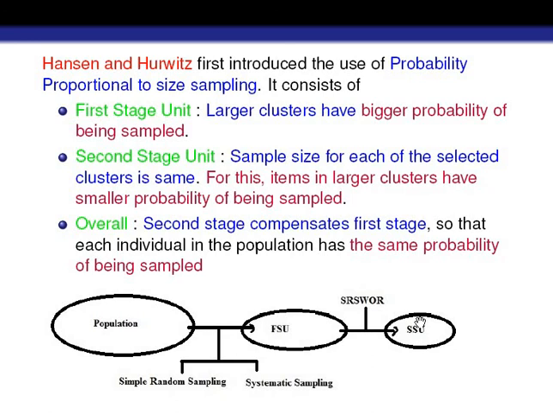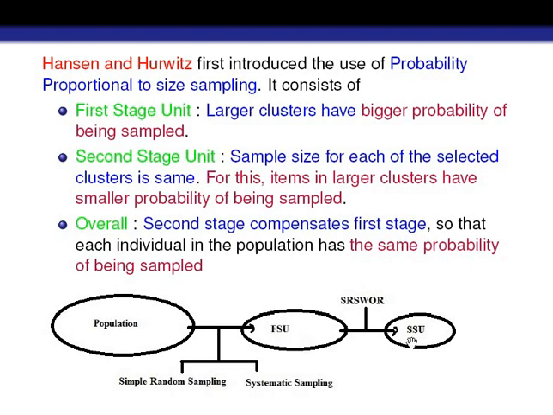That's why we do this step. Okay, if we do so, then what will happen? In that case, the items within the larger cluster have smaller probability of being included in this secondary sampling unit. Okay, that means here the larger clusters have bigger probability of being included in this unit.